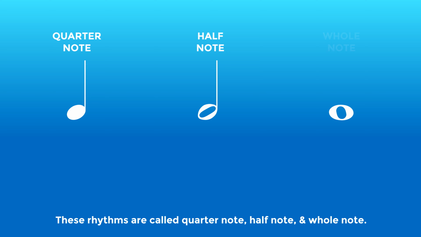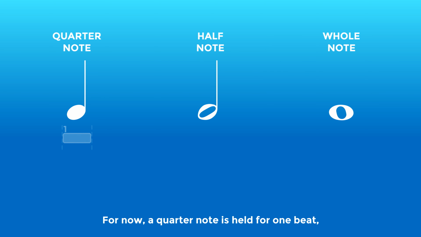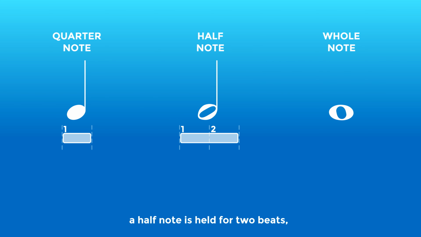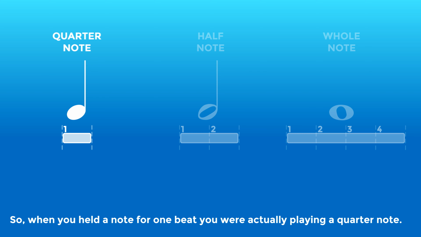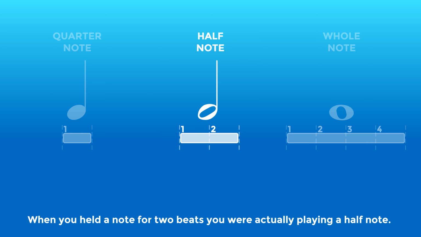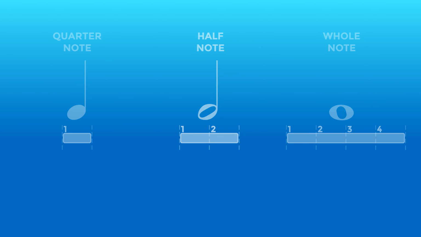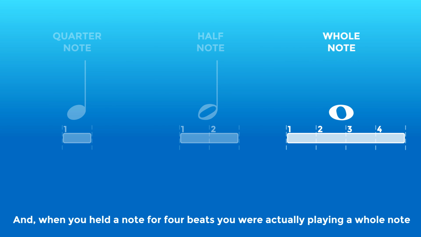Rhythm tells you how long to hold notes. These rhythms are called quarter note, half note, and whole note. For now, a quarter note is held for 1 beat, a half note is held for 2 beats, and a whole note is held for 4 beats. So when you held a note for 1 beat, you are actually playing a quarter note. When you held a note for 2 beats, you are actually playing a half note. And when you held a note for 4 beats, you were actually playing a whole note.